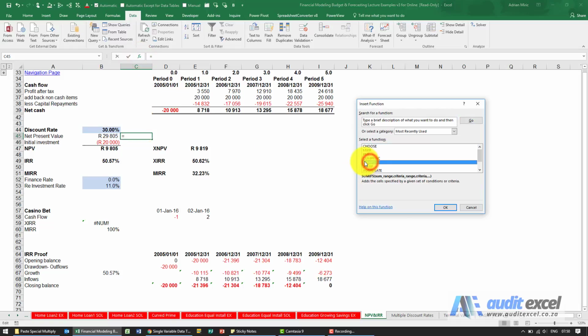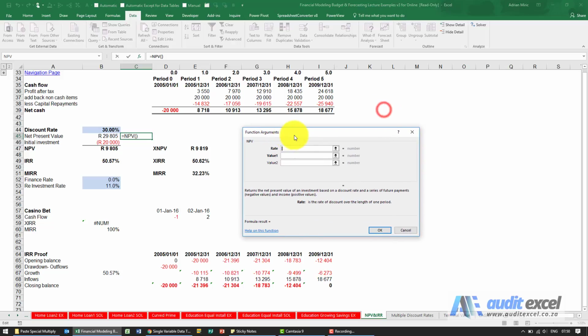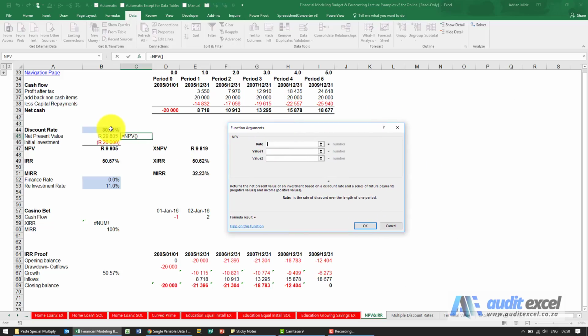is if we go here and we find NPV, you'll see it asks for the rate, so that's easy enough. I'm going to point here. It then asks for the values, but it's very important to understand it's saying there's a whole bunch of values you can choose. Very important, and must be equally spaced in time. So these must all be consistent.